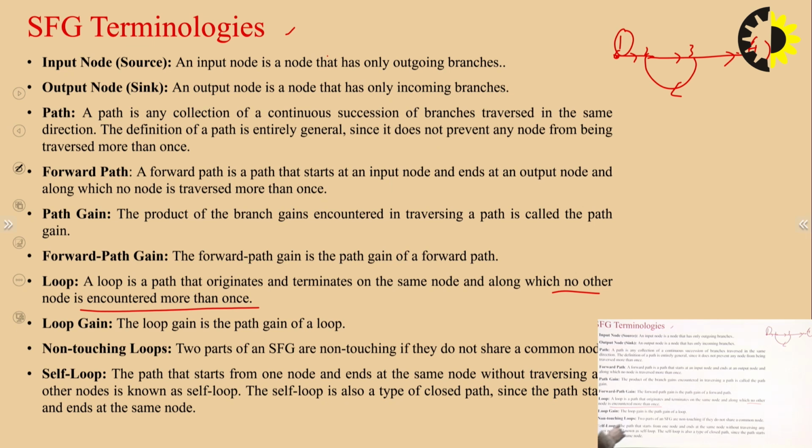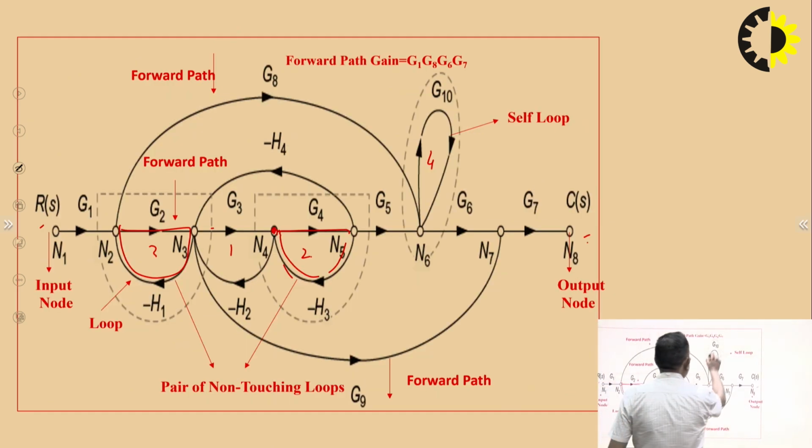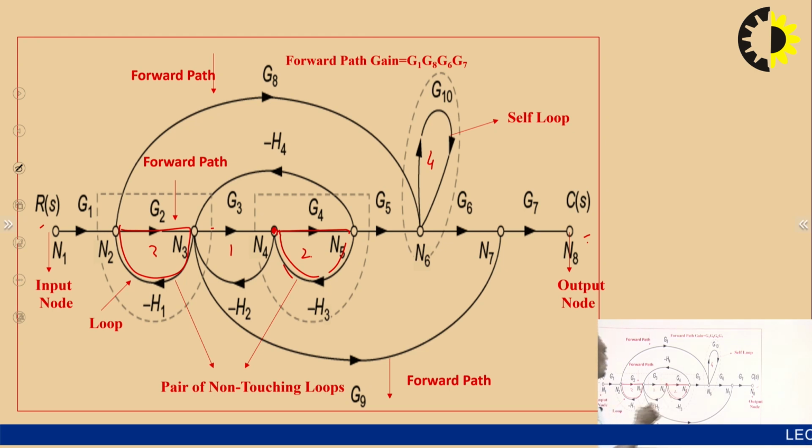And self loop: the path that starts from one node and ends at the same node without traversing any other nodes is a self loop. The self loop is also a type of closed path since the path starts and ends at the same node. So you can see this is your self loop. This is your self loop. You can easily see that the starting and end point is the same, so it will make a closed loop. So these are the concepts of non-touching loops, forward path gain, self loop, input node and output node.